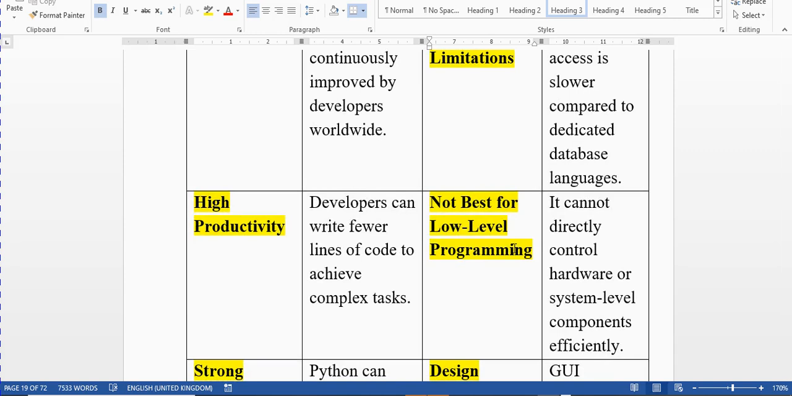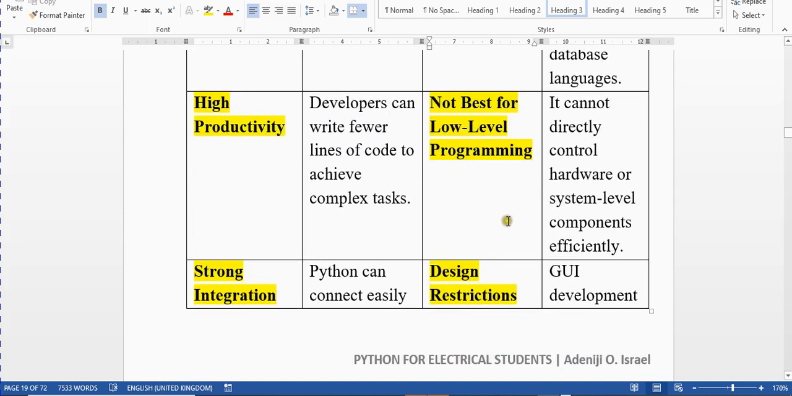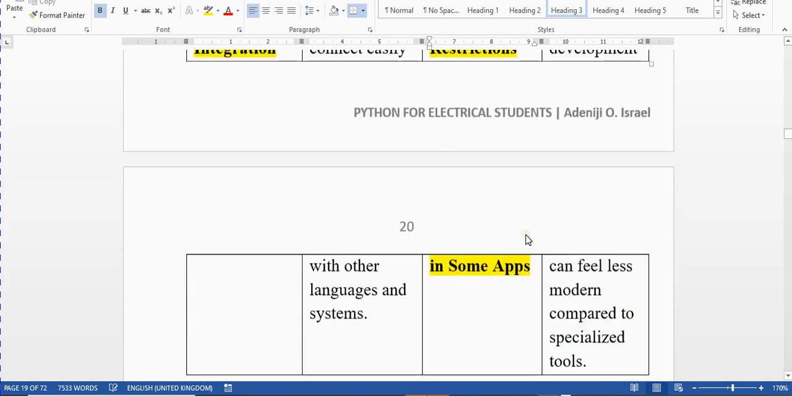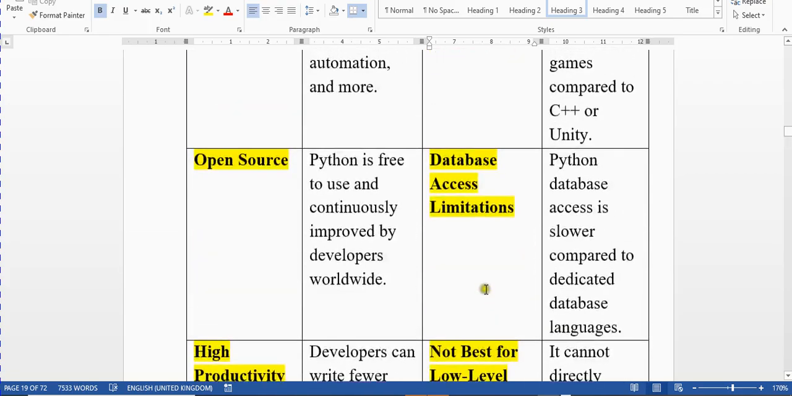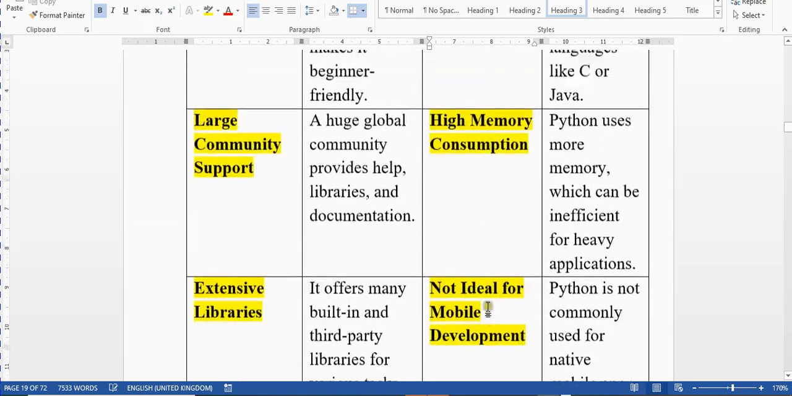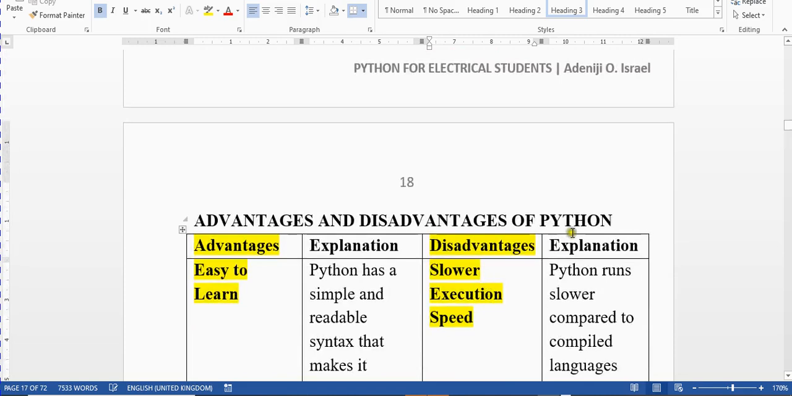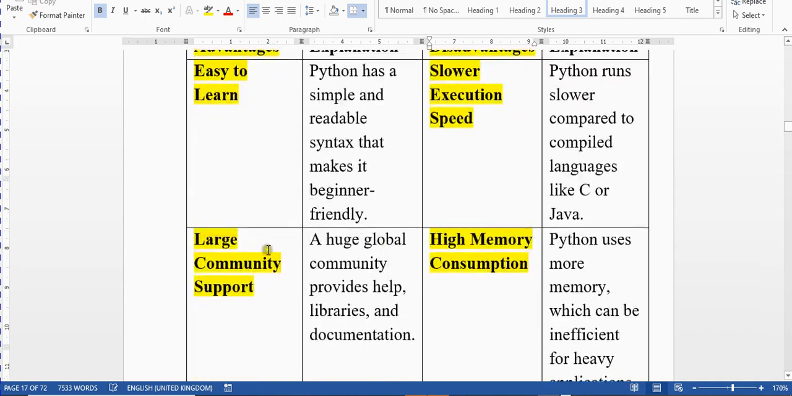I've told you that this is a high-level programming language, from the definition, which is directly related to human beings. Before I go into that, let me just finish these disadvantages. So, design restriction: GUI design restriction in some apps. There are some apps that restrict the design. It doesn't give us free flow to design. So we have 1, 2, 3, 4, 5, 6, 7, 8. Eight disadvantages, and we have eight advantages.